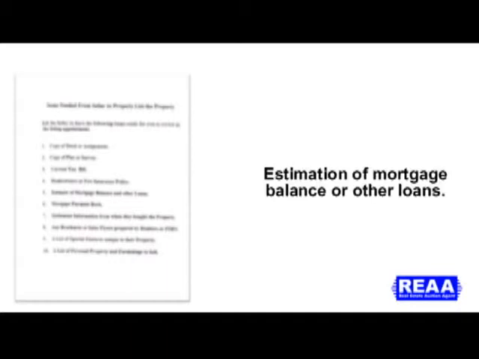Estimate mortgage balance and other loans. You will need to know that so that you can properly advise the seller on what to sell the property for. Mortgage book, payment book. That's to make sure they're up to date and not behind on paying their payments. Settlement information from where they bought the property. This will save a lot of time when the new buyer buys the property and they want to have deeds drawn up, and someone who's familiar with getting the property settled in a quick manner.